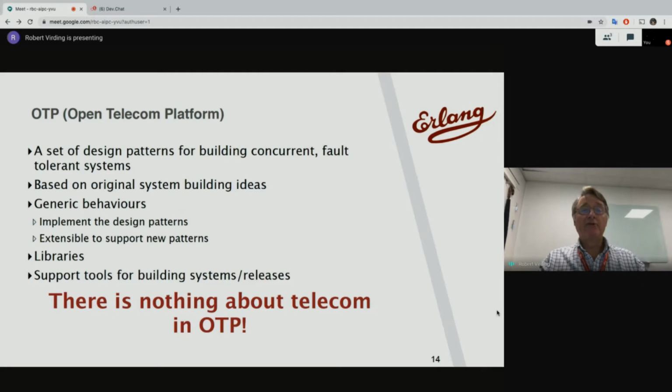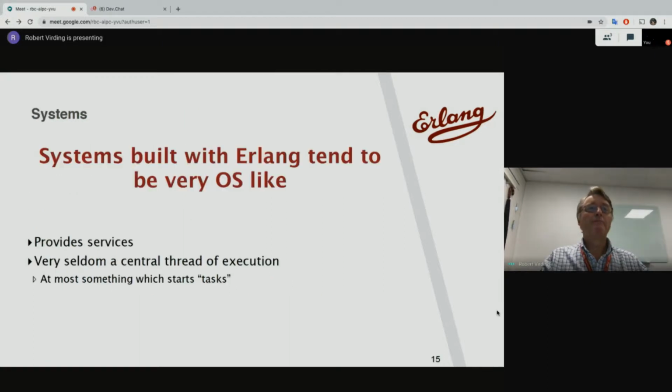And the interesting thing here is there's nothing about telecom in OTP. So Erlang's not a telecom language, OTP is not a telecom system. It's just a politically correct name, you might say. And the thing with building Erlang systems is you find they tend to be very operating system-like.